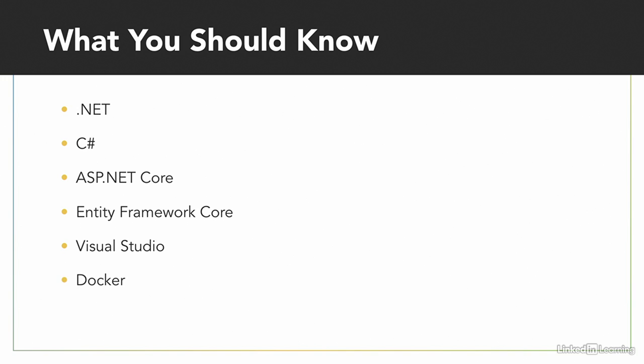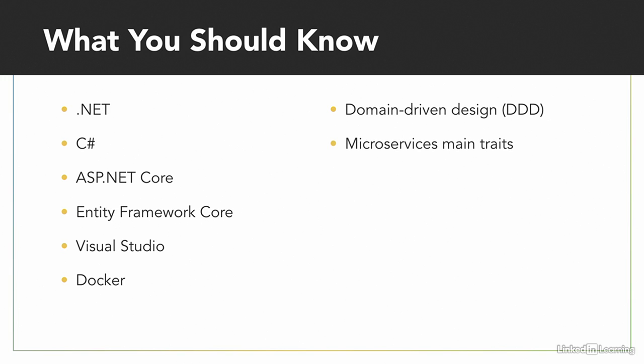Another important topic that you should be aware of is Docker and Docker containers. We're going to pull and run some Docker containers by the end of the course. I'm also going to assume that you understand the core principles of domain-driven design and its most important artifacts and tools such as bounded context, ubiquitous language, aggregates, entities, value objects, and domain events. Also, I'm going to assume that you know the main traits of microservices. However, I included a microservices refresher video in this same chapter.